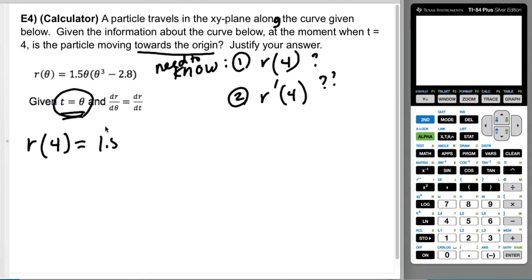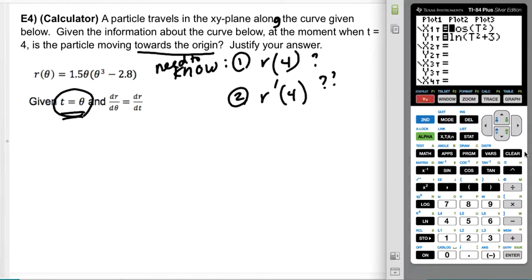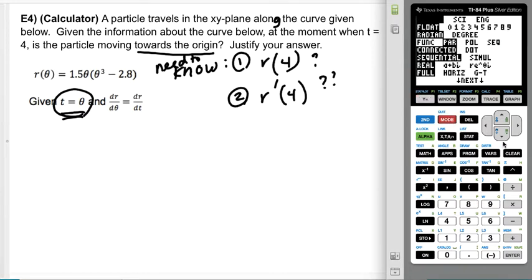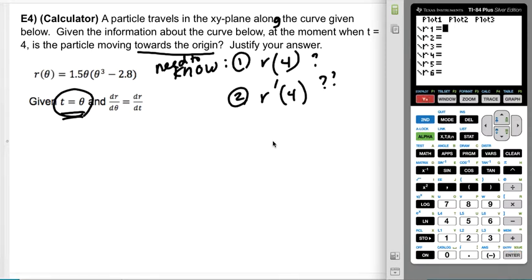Oh, sorry, it's a calculator section, my bad. So we do have a parametric mode, and we have a polar mode. Similar to parametric, you will find that sometimes polar mode is not as useful as function mode. So I can put this in, so theta to the third minus 2.8. I can definitely use polar mode, but just to be clear, it's not always as useful.